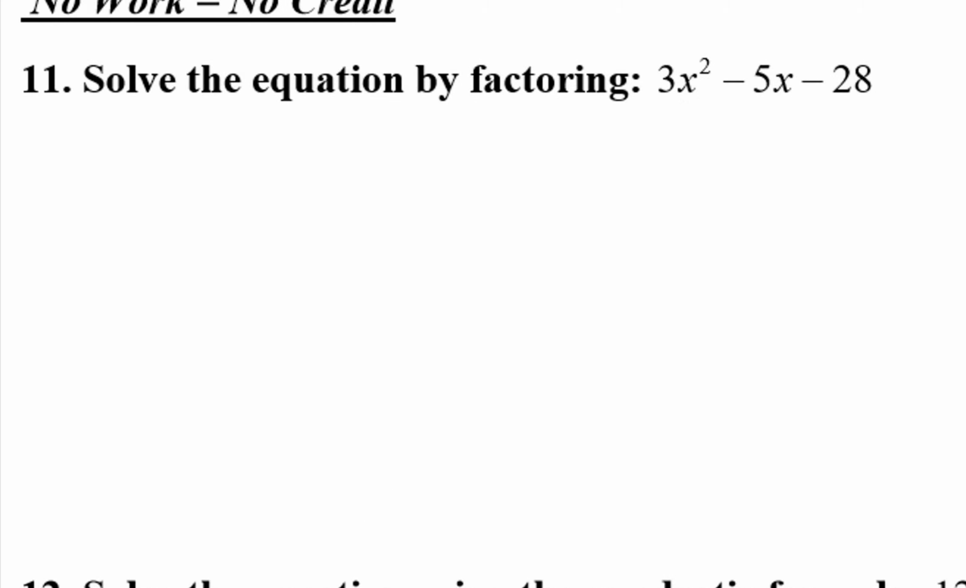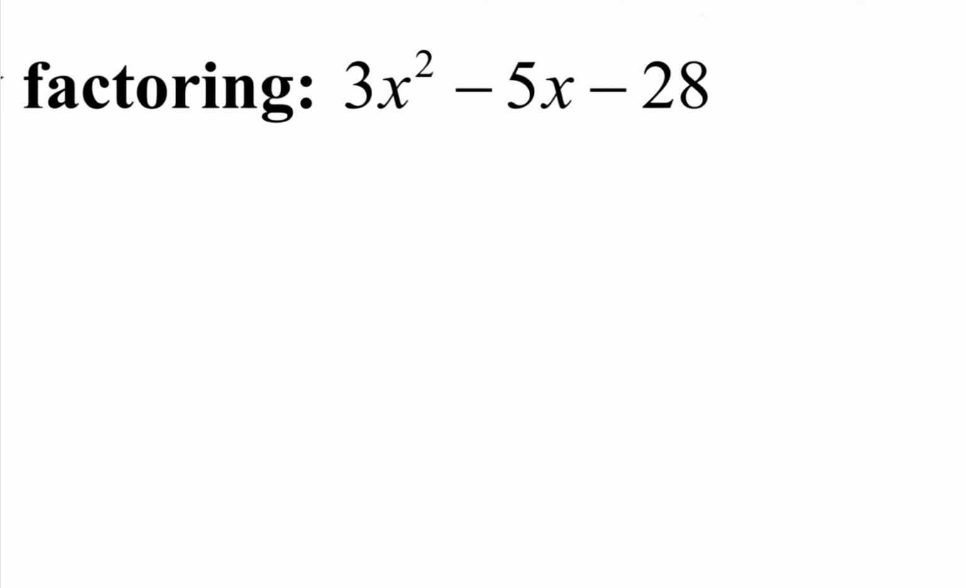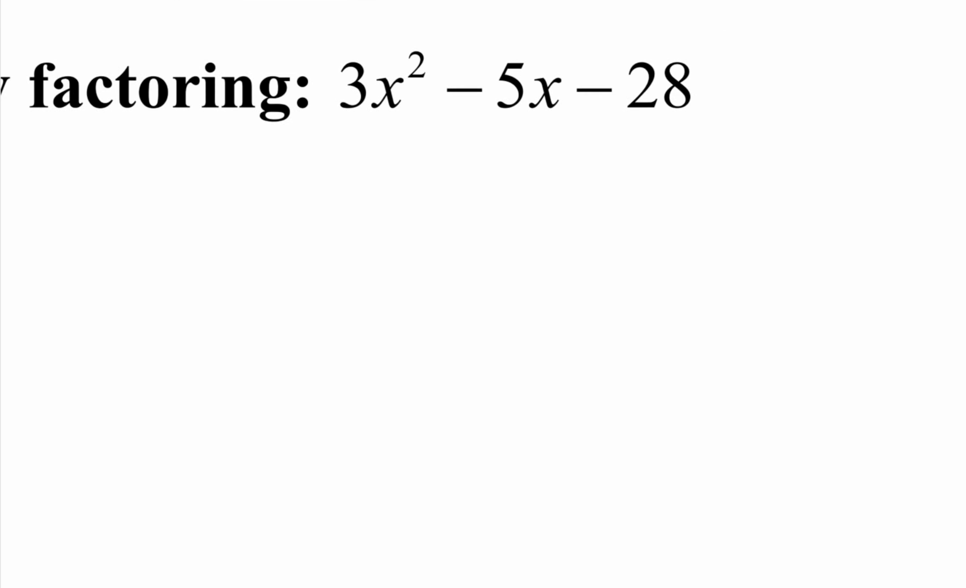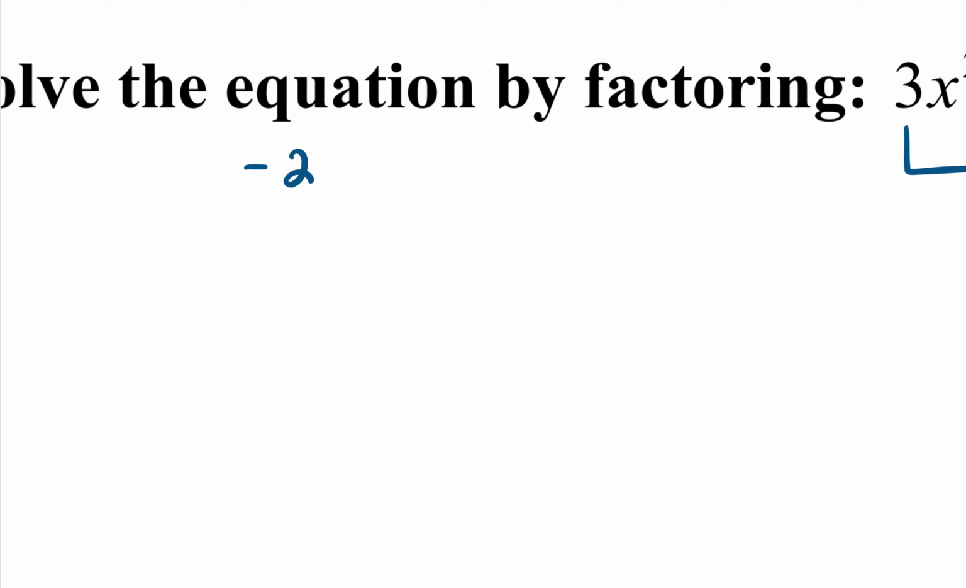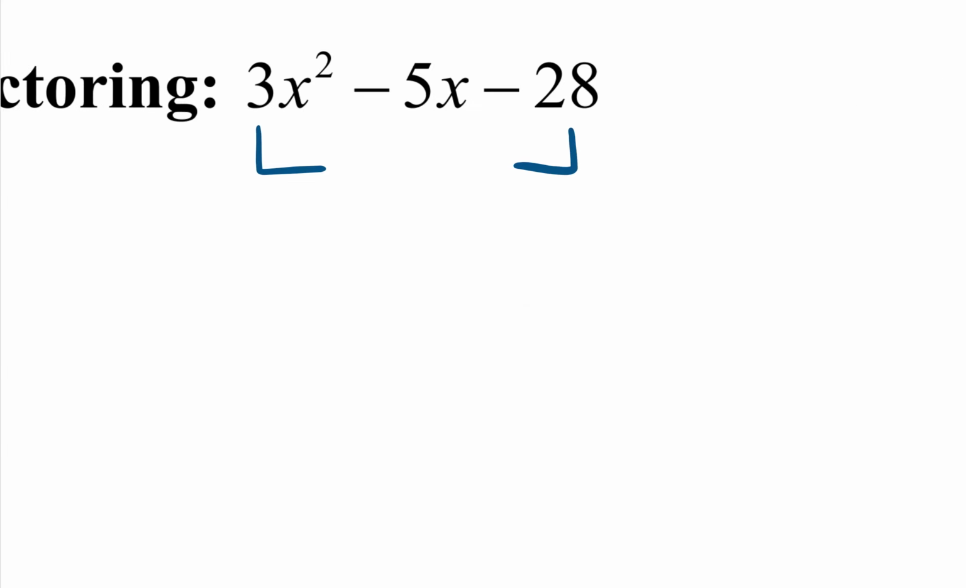Okay, 11. Solve the equation by factoring. Alright, this should be super easy. We are simply factoring. We've been factoring for a while. So, let's go ahead and start. I do first times last. 3 and 28. I don't know that one. So let's try it out. Negative 28 times 3. Or if you're using a calculator, that's fine. 8 times 3, 24. 3 times 2 is 6, 7, 8. Negative 84. Nice.